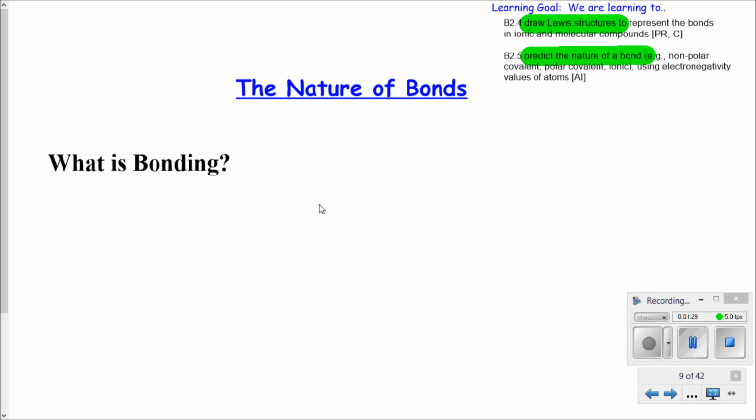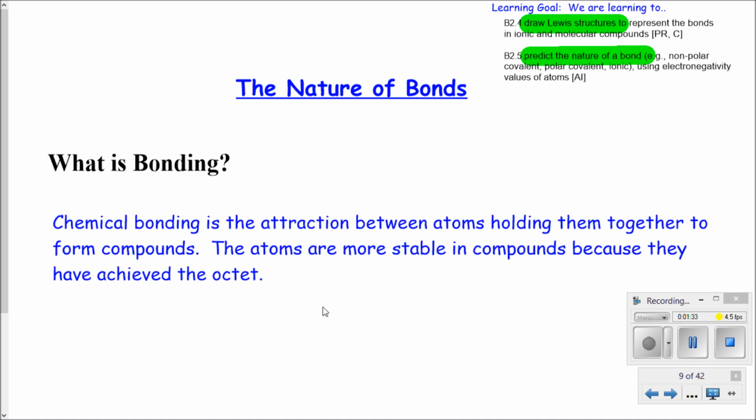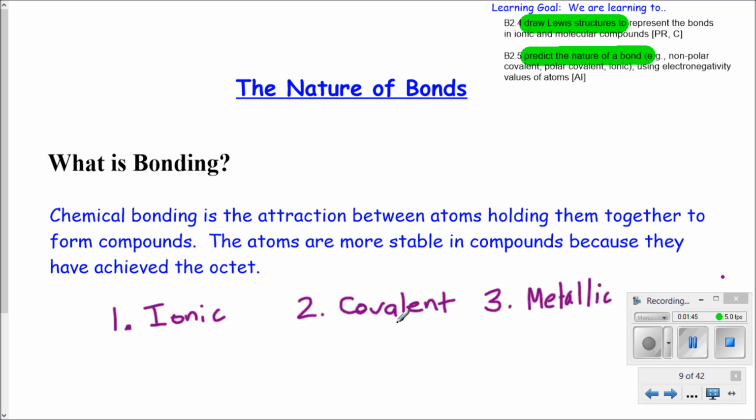So what is the definition for bonding in general? Well, chemical bonding is the attraction between atoms holding them together to form compounds, either ionic or covalent. The atoms are more stable in compounds because they have achieved the octet. Now, I don't know if you knew this, but there's actually three types: ionic, covalent, and metallic. We're going to learn today that there's actually two types of covalent subgroups. One is called polar and the other is nonpolar. We're going to discuss those right now.